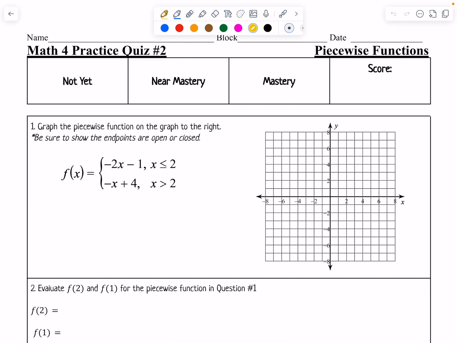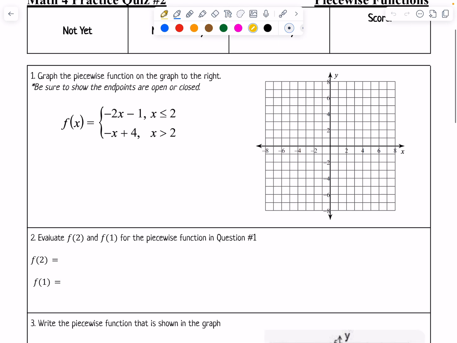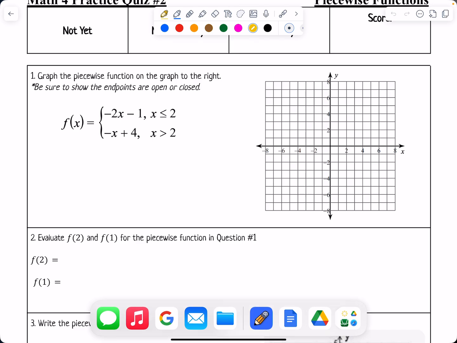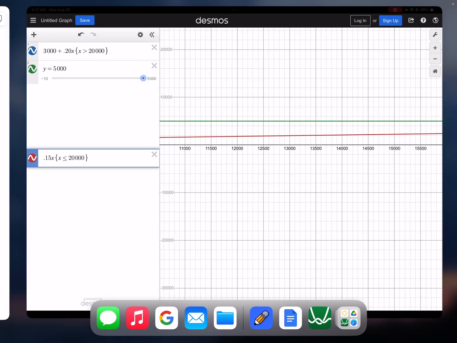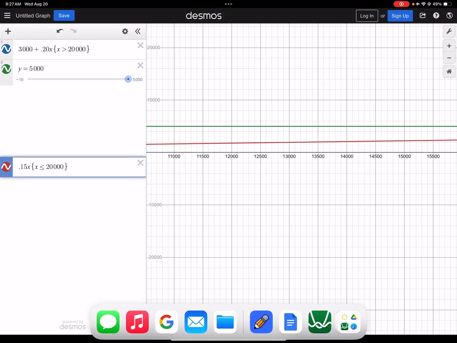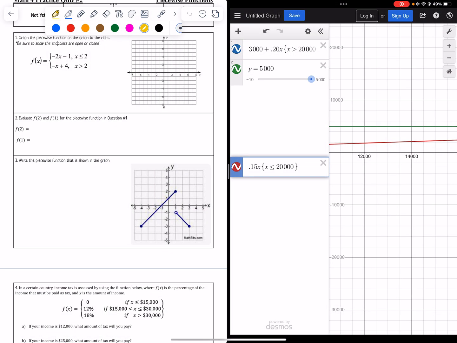Let's take a look at practice quiz number 2, focused on piecewise functions. Number 1 says to graph the piecewise function on the graph to the right, and be sure to show whether the endpoints are open or closed. So I would definitely graph this with Desmos. Let me bring up Desmos and we'll type it in.